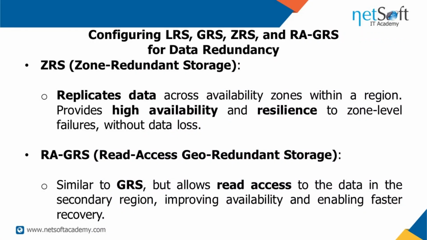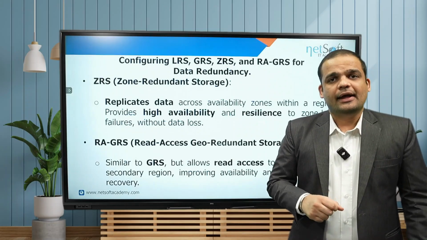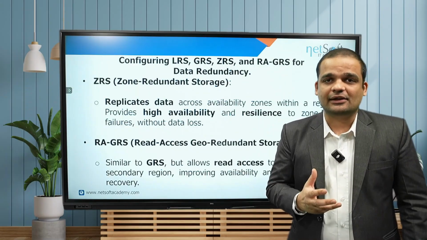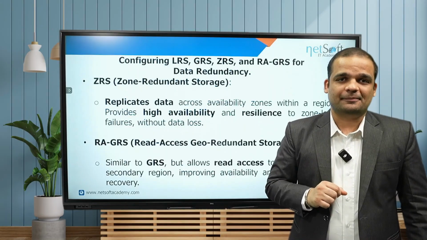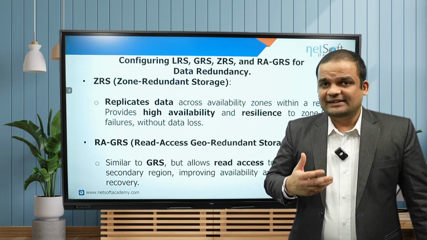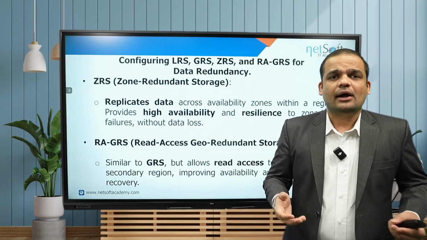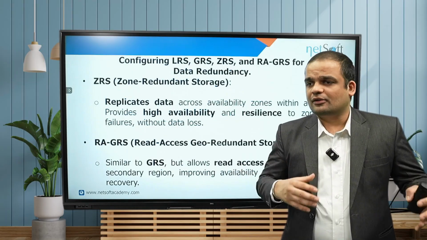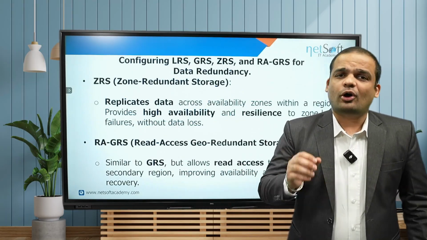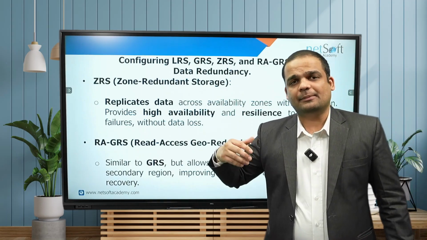The next was ZRS, which stands for Zone Redundant Storage. Well, ZRS replicates data across multiple availability zones within a region. This ensures high availability and resilience to zone-level failure or data center-level failure without losing your data. Best use case? Well, ZRS is best suited for workloads that need high availability and can't tolerate zone-level outages or data center-level outages, but also don't need to replicate data across multiple regions.